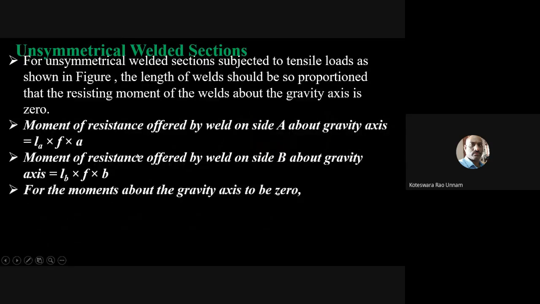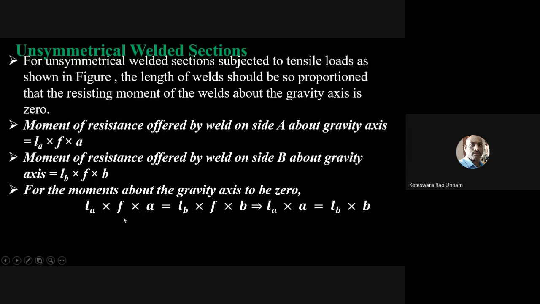So for zero bending moment, the moment of resistance offered by the weld on side B about gravity is LB into F into B. For the moments about the gravity axis to be zero, these two should be equal, because one is a clockwise moment and the other is an anti-clockwise moment. So the algebraic sum should be 0. That means the clockwise moment should equal the anti-clockwise moment. Since the weld is of the same material, the resistance offered per unit length cancels out, so what I get is LA into A equals LB into B.